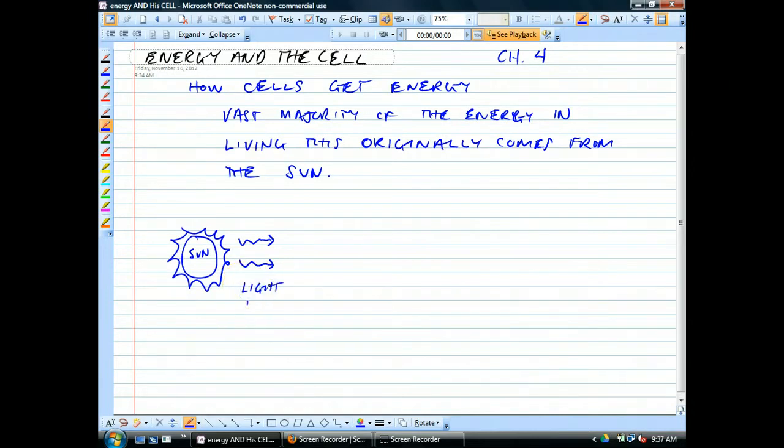Light energy from the sun. And then here I'm going to draw the Earth. Okay, that's the Earth. It's Africa. Okay, that's Earth. Now, what happens when the sun hits the Earth?